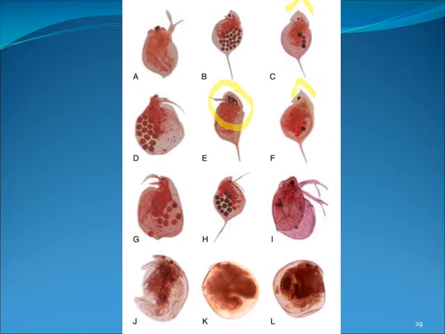The difference between Moina and Daphnia is that in Moina the head is a little bit pointed and there is no tail, but in Daphnia you can see a beautiful long sharp tail is present in all Daphnia, while in Moina there is no tail, only a notch is present. So this is Bosmina and this is Chydorus.